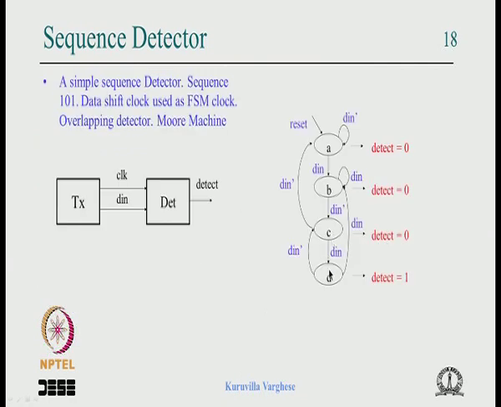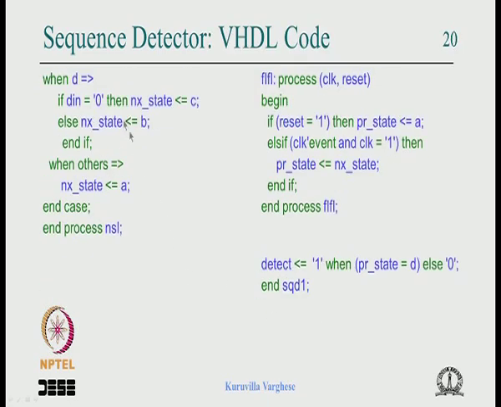If it is 1, go to D, else go back there, and in D if it is 1, go back to B, else go back to C. So that is what is shown here. If DIN is 0, then the next state is C, else the next state is B. Okay. And for all other cases, because we have to enumerate all the conditions as far as the simulator is concerned, the next state is A. Okay.